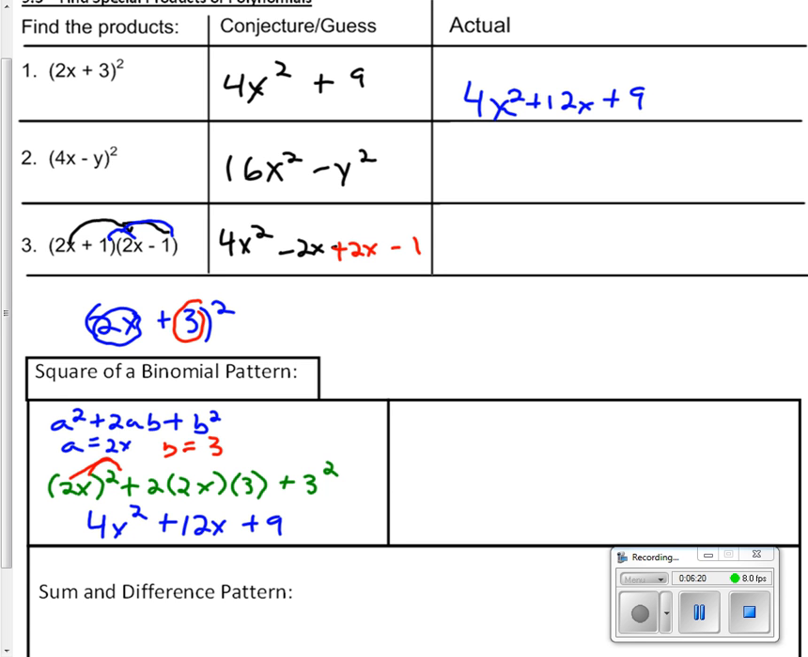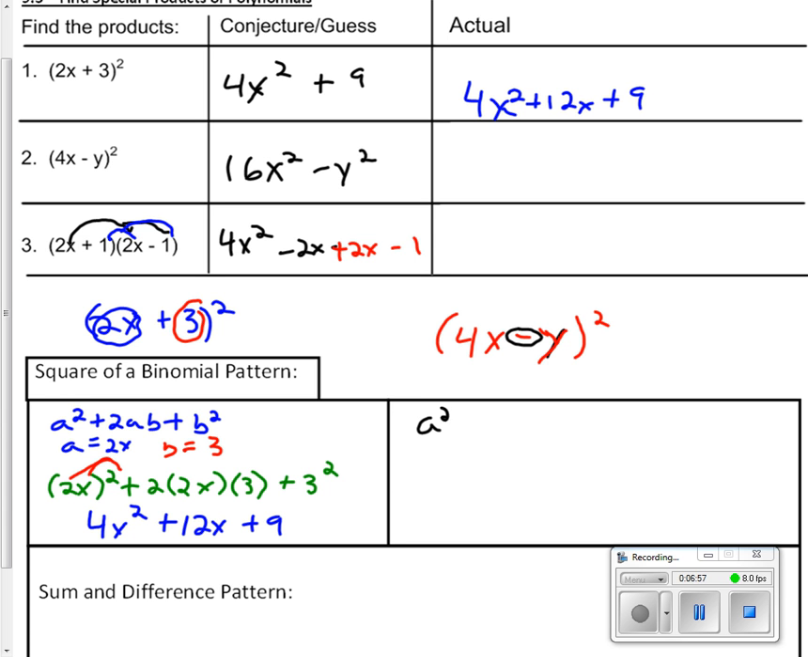The second problem that we have there, we had that 4x minus y. Again, I'm going to put it up here, so I have 4x minus y, and this is squared. So here I have what's called the square of a binomial pattern, but instead of having plus between them, it's attached by this minus symbol. And that's going to play a role in my pattern. So I don't have the exact same pattern, but it's very similar.